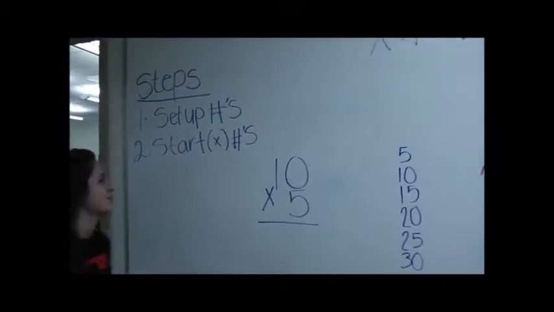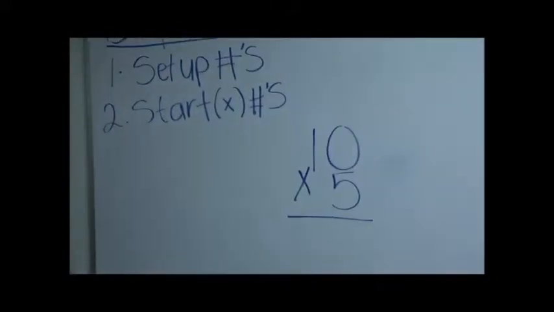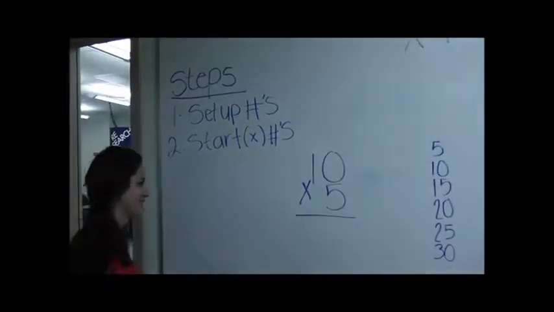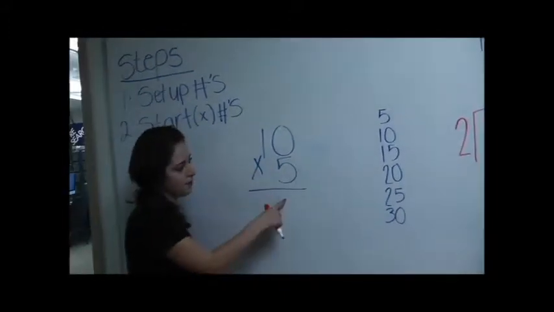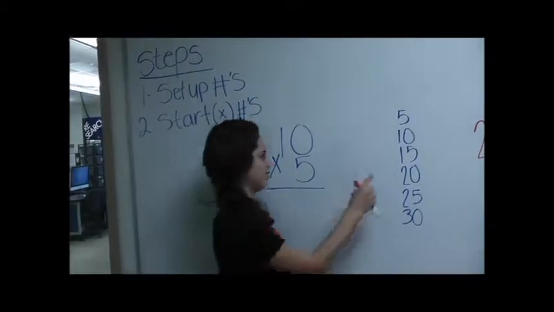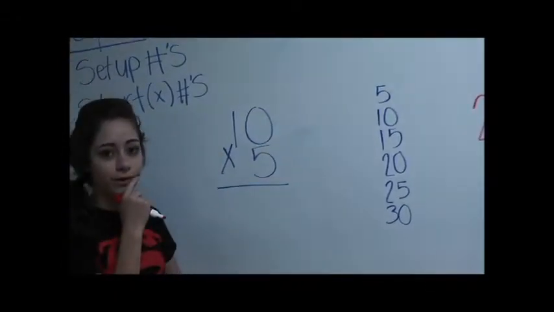Okay, first, the steps to multiplication, which is set up the problem and start multiplying. There's not really much to it. So what you're going to do is 10 times 5. And if it really helps, do your multiplications of 5, or whatever number you're going by.